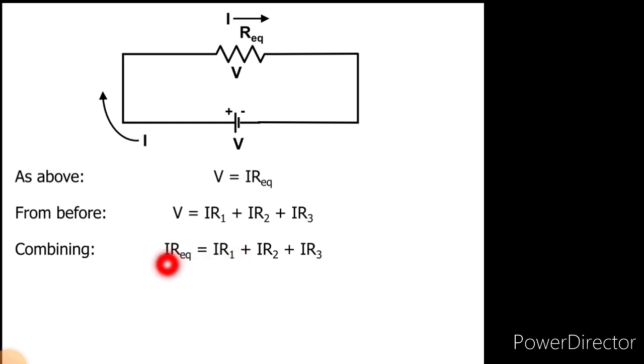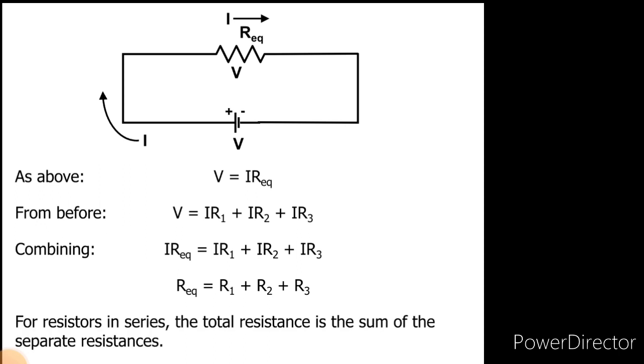Okay, and since pare-pareho silang may I, which is common sa kanilang lahat, we can divide all sides by I. At pag dinivide natin sila by I, what will happen? Ang maiiwan is R equivalent is equal to R1 plus R2 plus R3. Okay? Ayan. So that is how you get the total resistance of resistors connected in a series connection. So for resistors in series, the total resistance is the sum of the separate resistances.